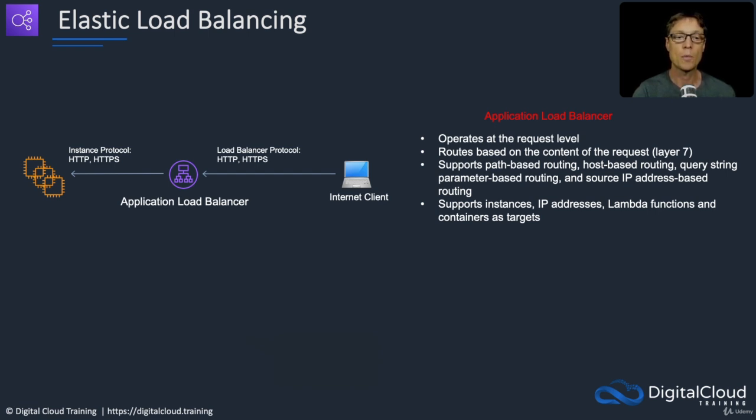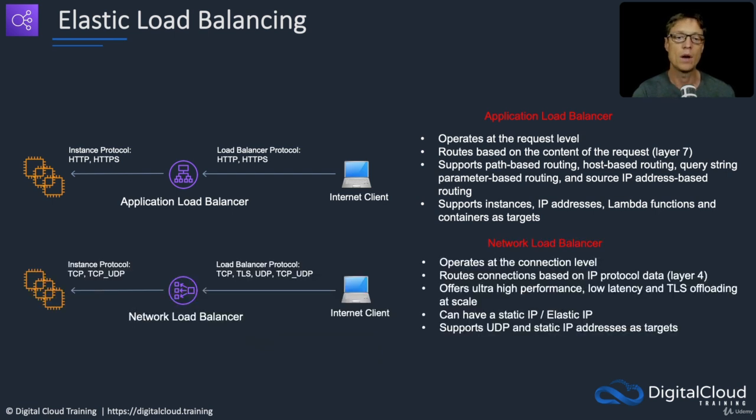So the ALB operates at what we call the application level. That means it's basically routing according to information in the content of the request at the HTTP, HTTPS level. So that's layer 7. So it supports something called path-based routing, host-based routing, query string parameter-based routing, and source IP address-based routing. Now I'll show you a couple of examples of what those mean shortly. It also supports instances, so EC2 instances. You can have IP addresses as a target, Lambda functions, and also ECS containers.